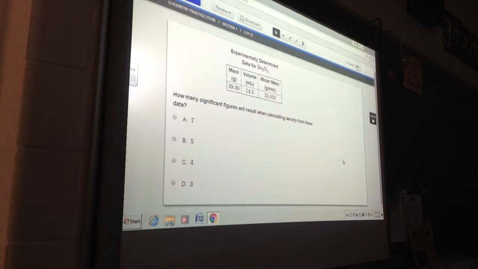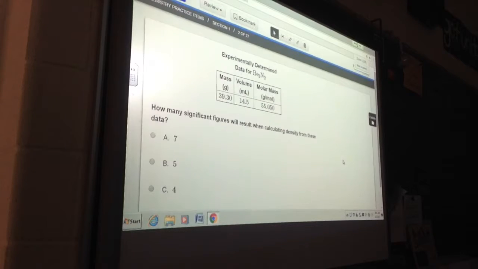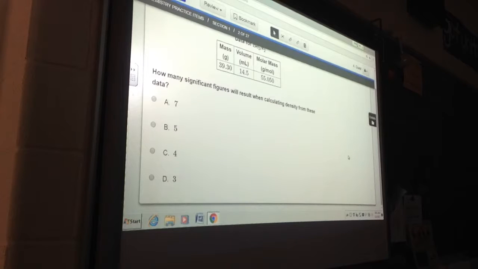How many sig figs will result when calculating density from these data? Which two of those values do you need for density? Mass and volume. So how many sig figs are here? 4. How many sig figs are here? 3. So then our density should have how many? 3, because it's the smaller number. So that question was how many sig figs? 3. That's the whole question.